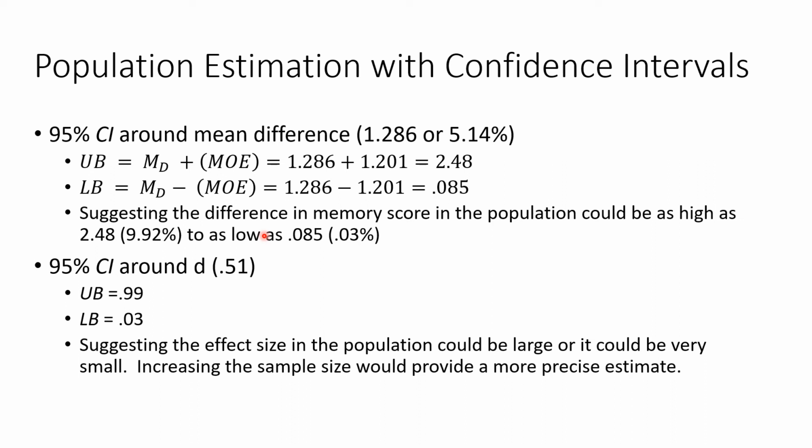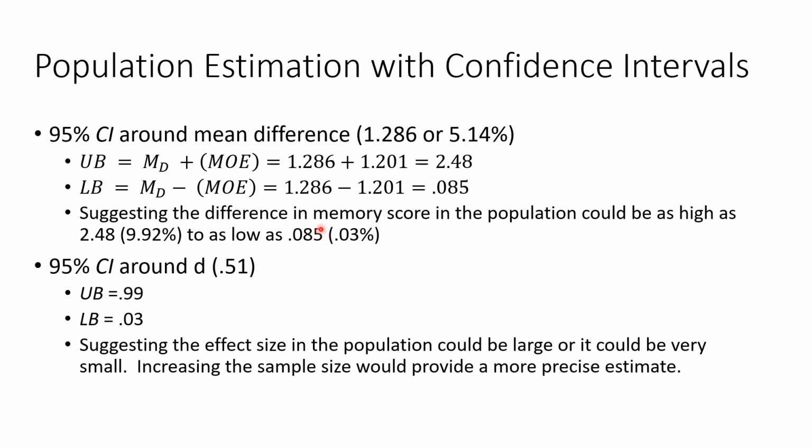Again, these upper bound and lower bound bracket the plausible values for the population parameter. If our sample represented the population well, we would expect the population to be about 1.3 mean difference and about a 5% benefit for the verbal labels. But because of sampling error, we might be off by quite a bit, and the effect could be quite a bit larger than we observed, or it could be quite a bit smaller than we observed.